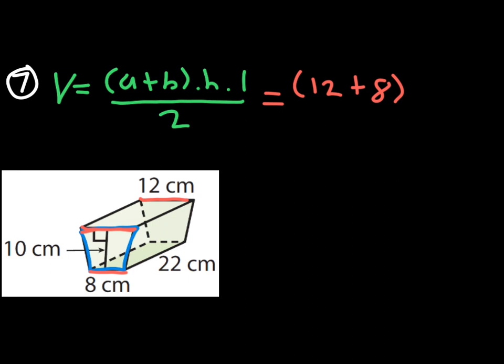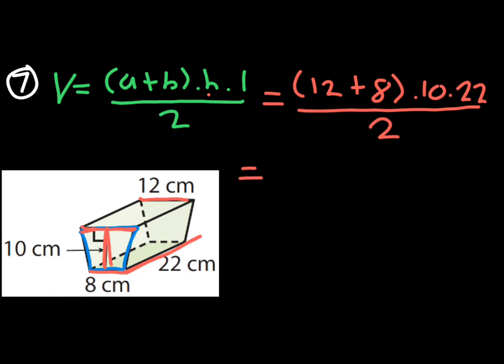The height in the formula refers to this height inside the trapezoid, so we say times 10. And lastly, the length is simply the length of this polygon, which we are told is 22, and all of that is over 2. Now we can type all of this into a calculator, and we will get that this is equal to 2,200. And remember, it is centimeters cubed.